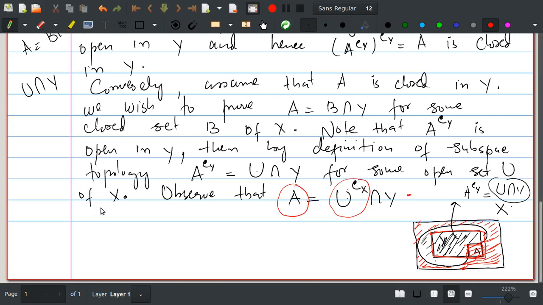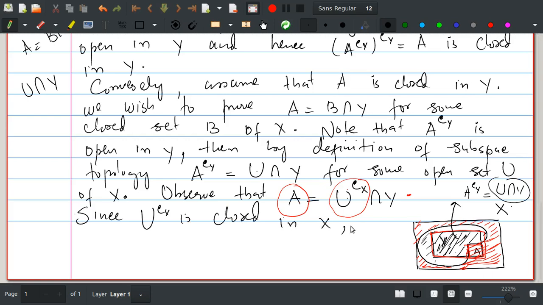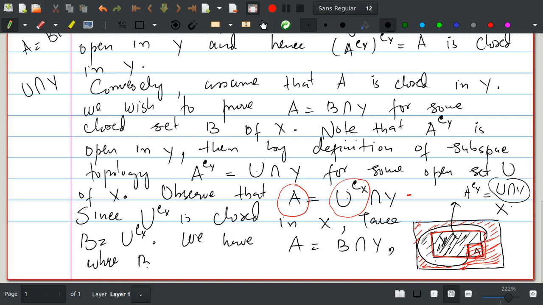Since U complement in X is closed in X, take this B to be equal to U complement in X. So we have this A is B intersection Y, where this B is closed in X. Hence this proves our result.